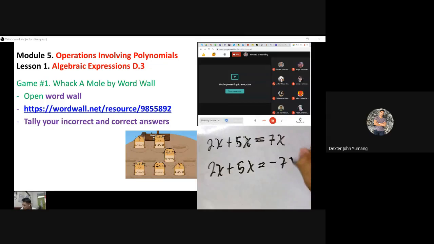Meron naman pong mole na ganito, for example, 2x plus 5x, ang sagot niya is negative 7x. Of course, maling-mali po ito. This one is incorrect. So ano po yung gagawin? Huwag po nyo po siya ihit kasi mali po siya. Yung tama lamang po ang ihihit na mole. Okay, are my instructions clear? Yes.